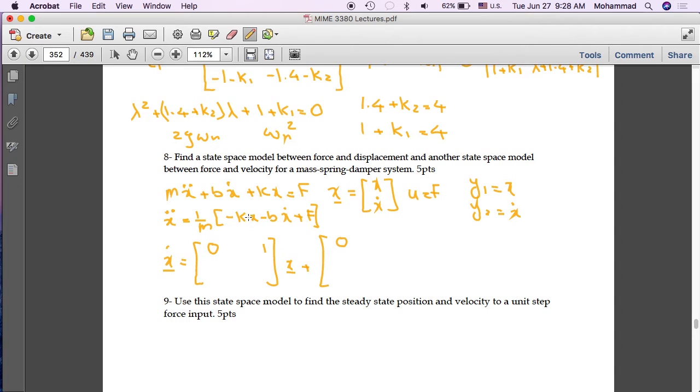In the second row, we have minus k over m times x, so we have minus k over m. Minus b over m is multiplied by x dot, so minus b over m. And 1 over m is multiplied by the input, so 1 over m here. Now the output in one case is 1, 0 times x as a vector, and in the second case is 0, 1 times the vector.